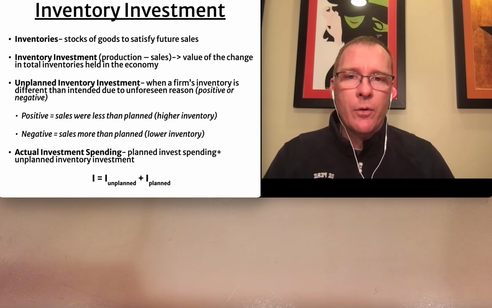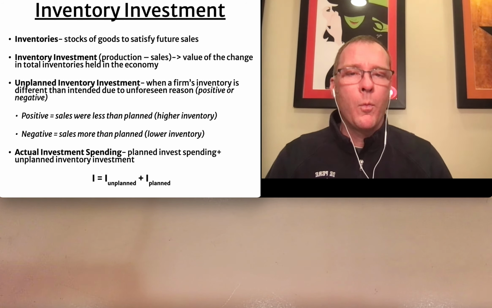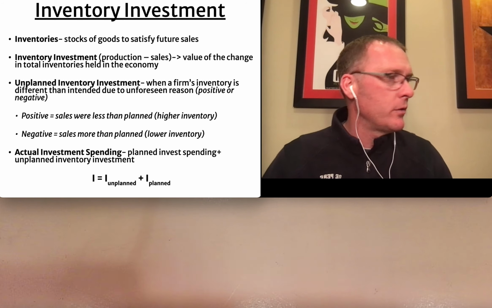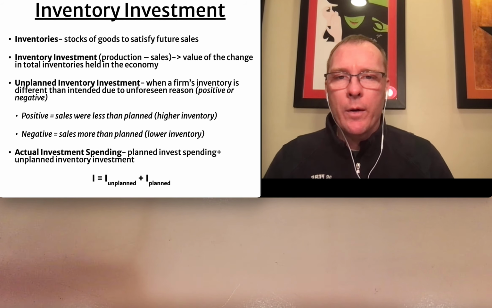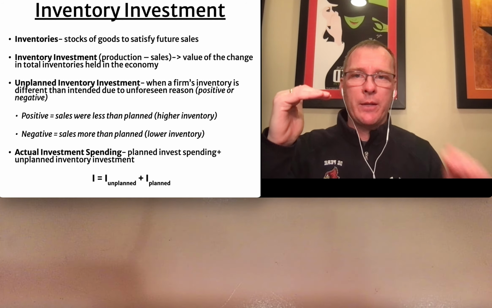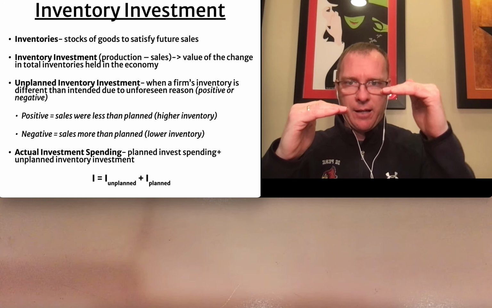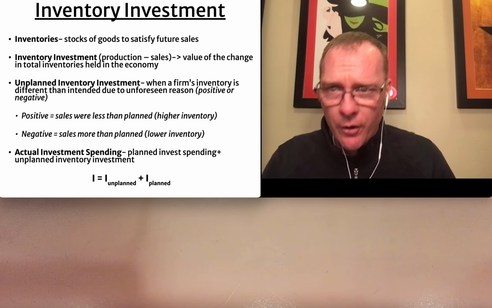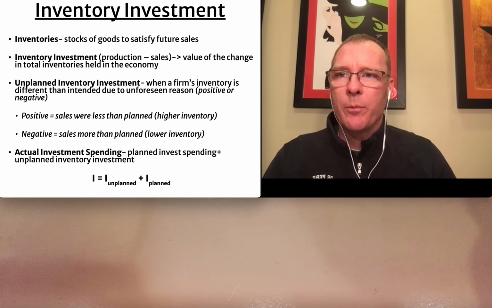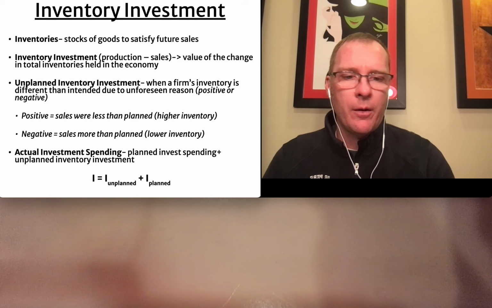If unplanned inventory is negative, that means sales were more than planned. We have a shortage. We have lower inventory than we expected, so we have to adjust. Now, there's always going to be some inventory that you have on hand, but then with the unplanned part, do you have extra or do you not have enough? That's the kind of stuff that we're looking at. So your actual investment spending is going to be your unplanned inventory plus your planned inventory. That's what we're talking about.